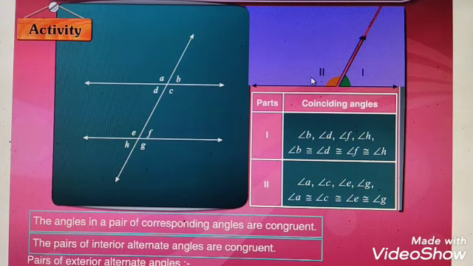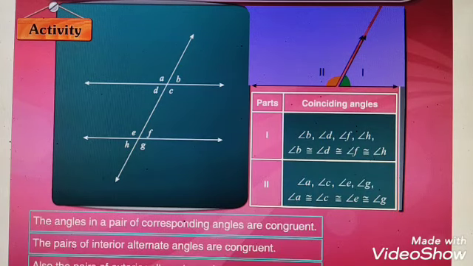Now let's see the pair of exterior alternate angles. Angle A and angle G are exterior alternate angles. Angle B and angle H are exterior alternate angles. Also the pair of exterior alternate angles are congruent.